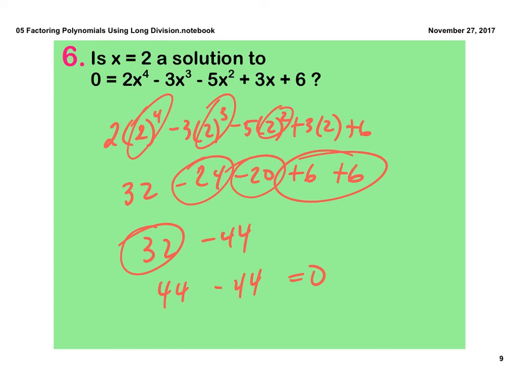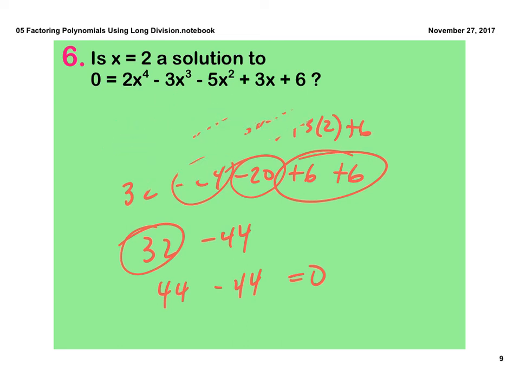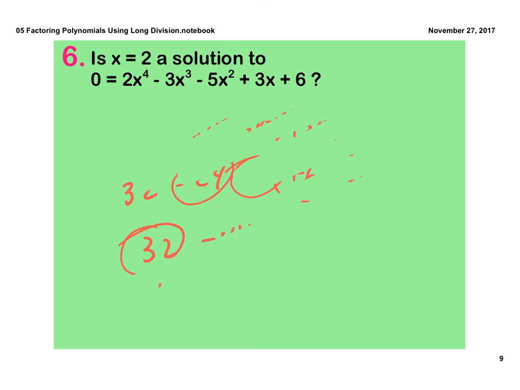Now another kid might have actually done it this way. They might have long divided. And would I have said that the answer was wrong? Nope. I would have just said, man, there was an easier way to do that. But you could long divide this thing. I'm going to do it at light speed.